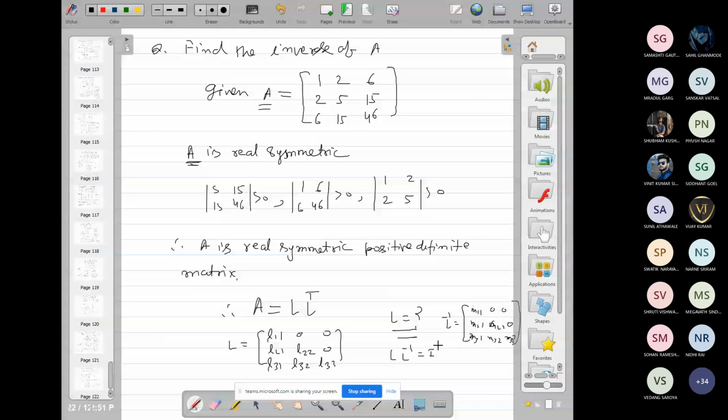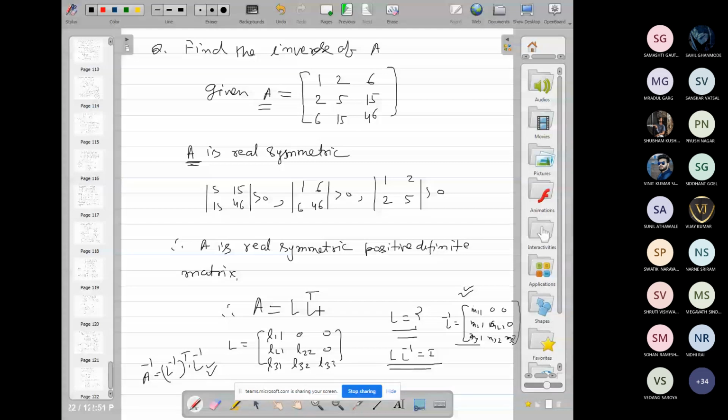So here L inverse is this and L is this. So by solving this, we obtain L inverse completely. After knowing L inverse, we obtained A inverse is equal to L inverse transpose into L inverse. So finally we obtained A inverse. So this is the Cholesky method.